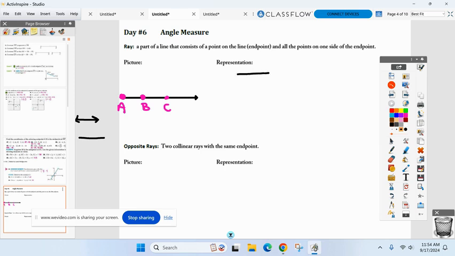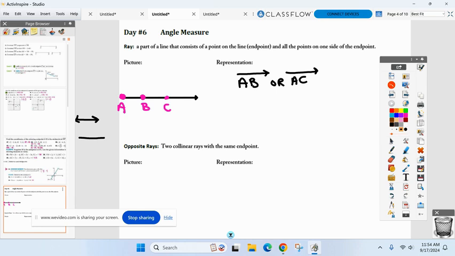You can't put any letter you want underneath. It's got to start with the endpoint. I need to start the name of this ray with A, and then you can name it with any other point. So I could name this ray AB, or we could name it what? AC. But you've got to start it with its endpoint. Got it, guys.